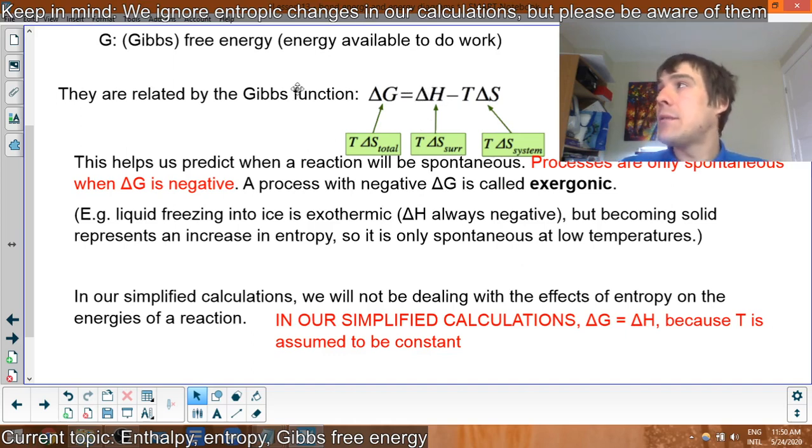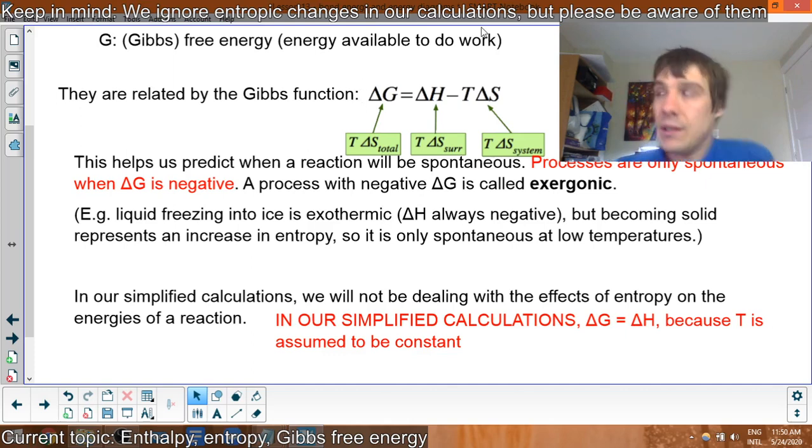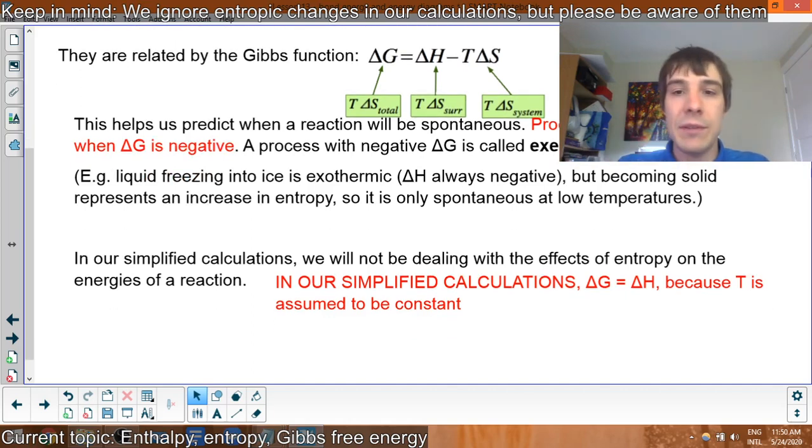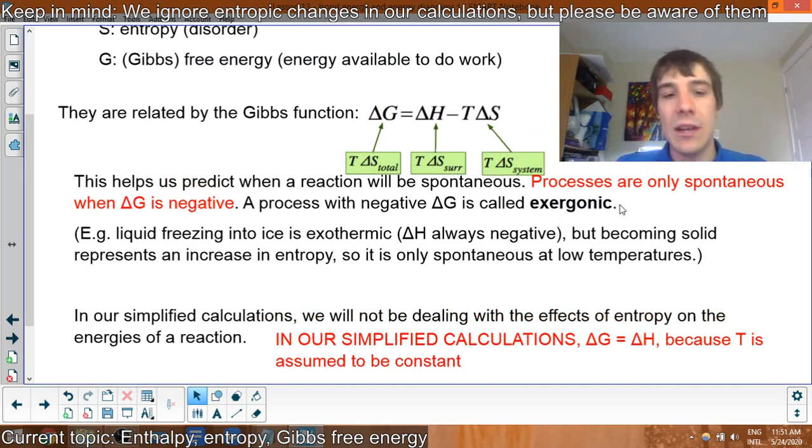But again, keep in mind, we're not going to really talk about it or do it in our calculations. We're not using this formula in any meaningful way. I just want to talk about it in terms of some things are endothermic and spontaneous, and other things are exothermic and spontaneous. And it depends on whether they're endergonic or exergonic.